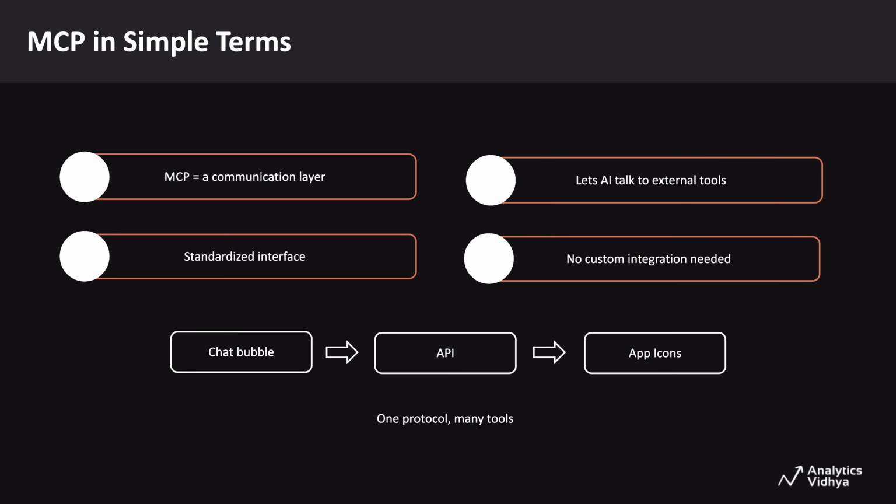Let's simplify this further. MCP is essentially a communication layer between AI and tools. Instead of building separate integrations for every app, MCP provides a standard interface. So one protocol can work across many tools. That's why we say one protocol, many tools.